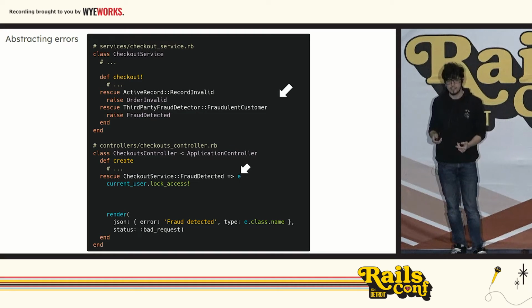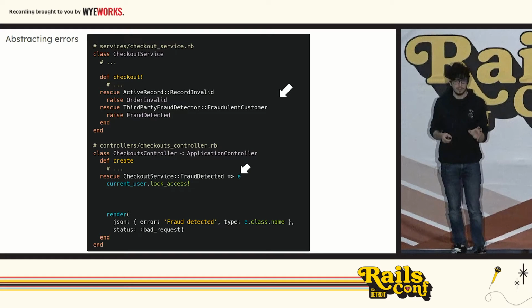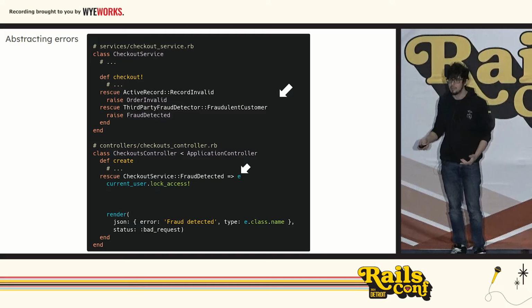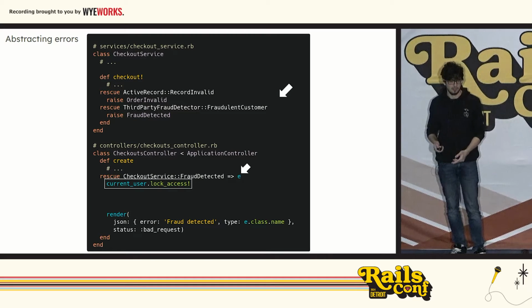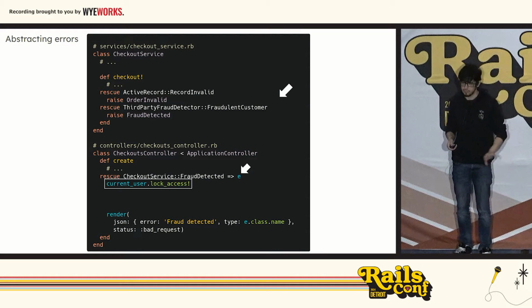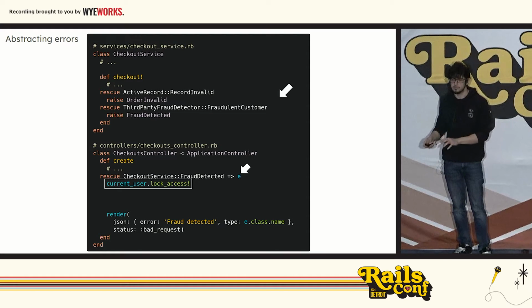The good part here is that if you're just using a regular rescue clause, you can add specific ones when you have some specific behavior for that error scenario. For example, let's say that if we detect that the user is fraudulent, we just lock them outside of the system until we do something about it.